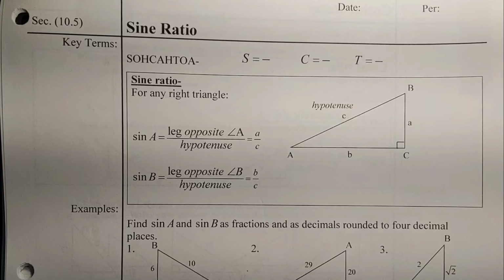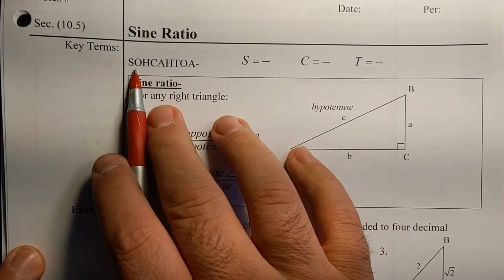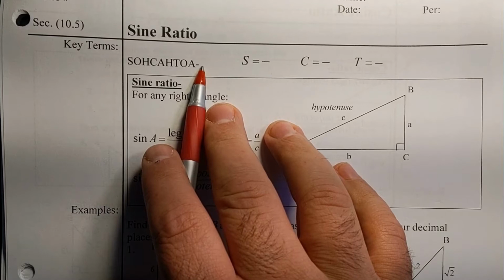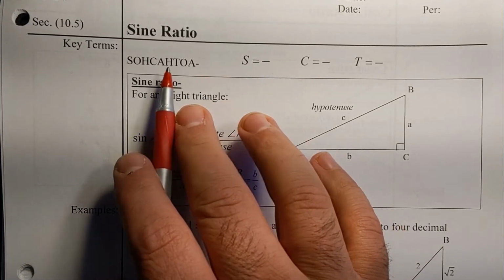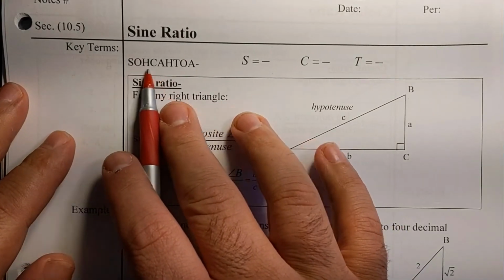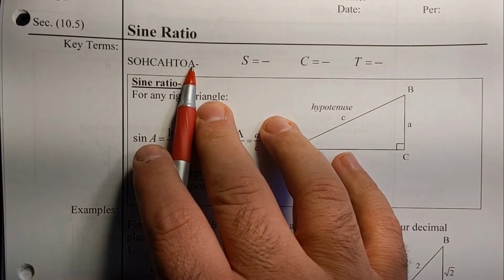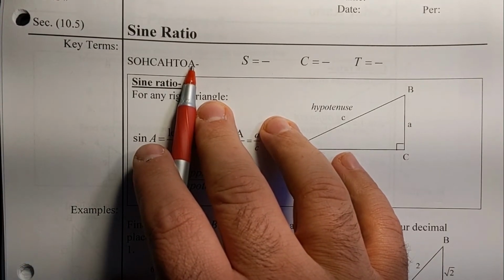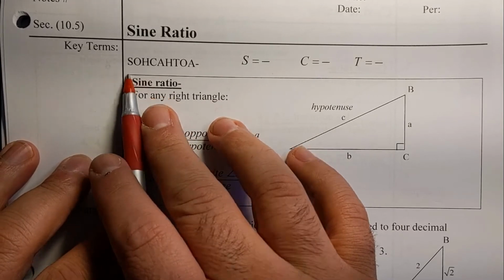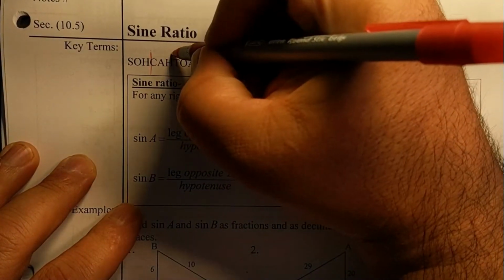Now we're getting into the good stuff for this chapter. SOHCAHTOA is going to help you for the whole rest of the chapter. It keeps all the things organized. SOHCAHTOA is just an easy way to remember it because you can verbalize it, you can sound it out. The way it works out is you cut it up 3 letters at a time.